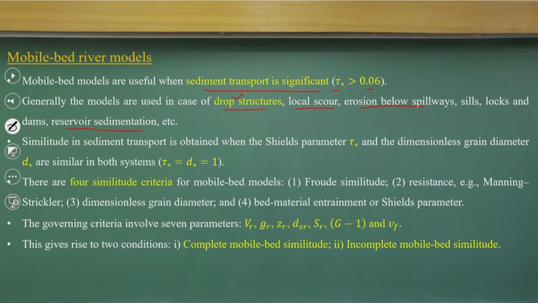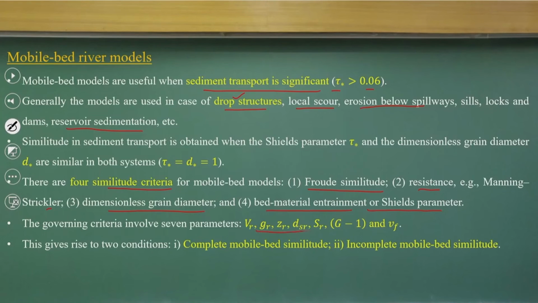When you do these, the similitude criteria are Froude similitude, resistance similitude, that is the Manning-Strickler formula, dimensionless grain diameter, and bed material entrainment or the silt parameter. So, we have 4 equations to satisfy. We need to satisfy all these 4 conditions.